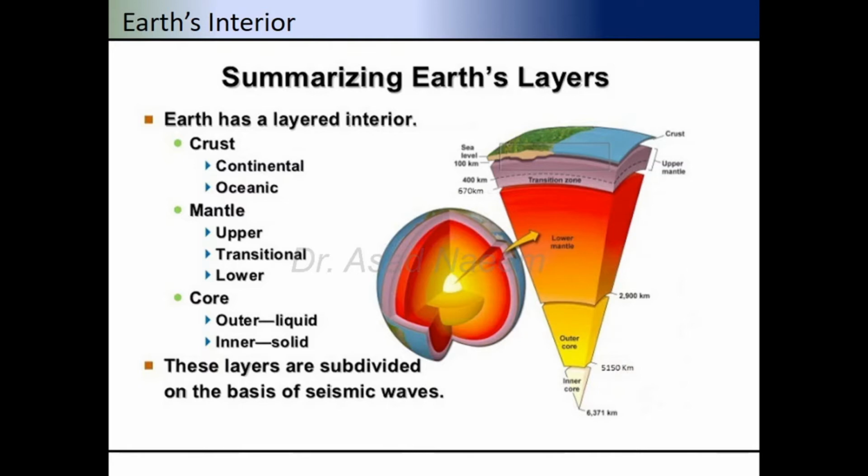The outer core has a thickness of approximately 2200 kilometers and consists of liquid at a temperature of more than 3500 to 4000 degrees Celsius. And the inner core has a radius of approximately 1250 kilometers, and it is basically a solid material at a very high temperature with very high density and consists of iron and nickel alloy. These layers are then subdivided on the basis of the seismic waves.